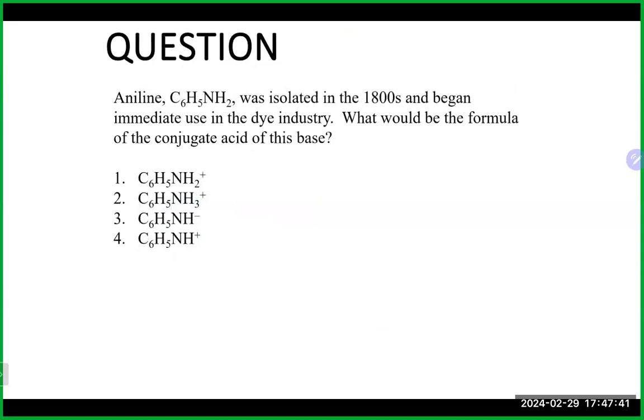All right, let's try another one here. We got C6H5NH2. What is the conjugate acid for this one? I imagine the right answer might be up there, hopefully.